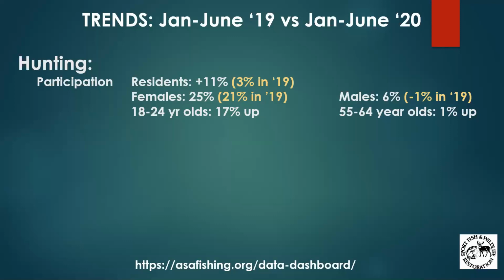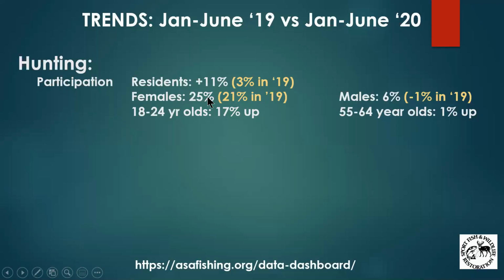So just for the first half of the year, what the dashboards are telling us is that the number of residents who are buying hunting licenses grew 11%. I don't know if you can see my cursor as I'm moving around, but the number of residents who bought a hunting license increased 11% the first 6 months of this year compared to last year. At the same time last year, we saw a 3% increase in residents buying hunting licenses. So we went from 3% growth last year to 11% growth the first half of this year.